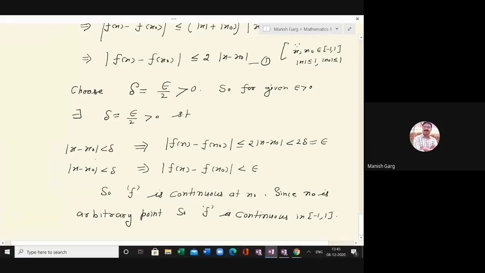See, x minus x naught is less than delta. So f(x) minus f(x naught) is 2 delta. A value of 2 delta is epsilon. Any other doubt?